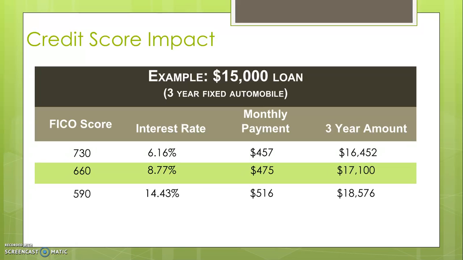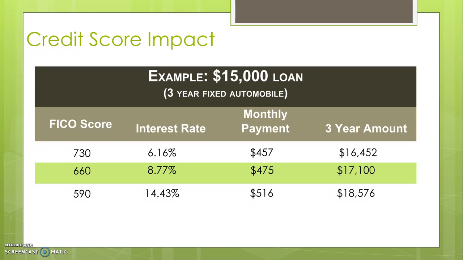Okay, so we see that top person there, 730 credit score. They're going to get a car loan. The interest rate's only going to be 6%. So their monthly payment, $450. Compare that to the lowest person on that chart. Their credit score is 590. Their monthly car payment is over $500. Okay, so that's about a $60 increase every single month.